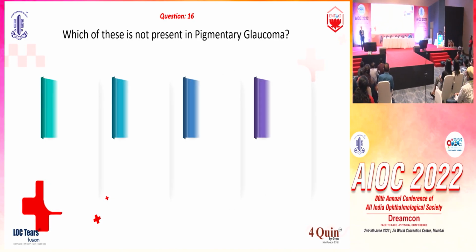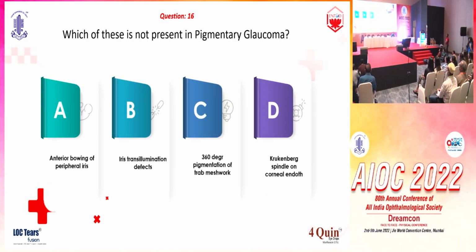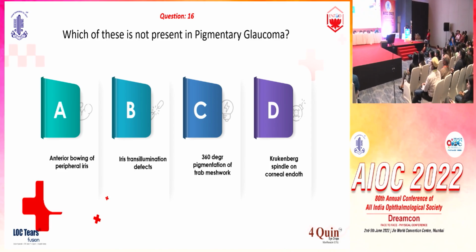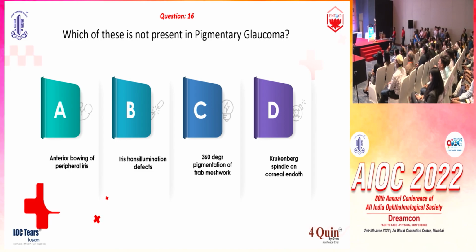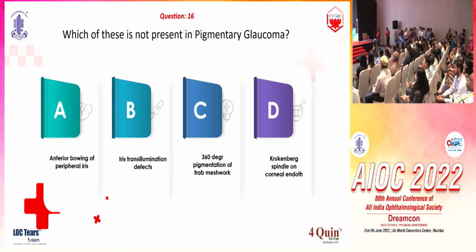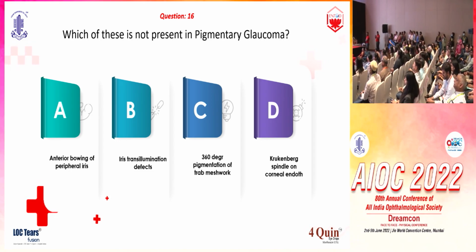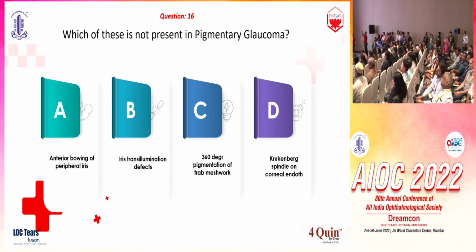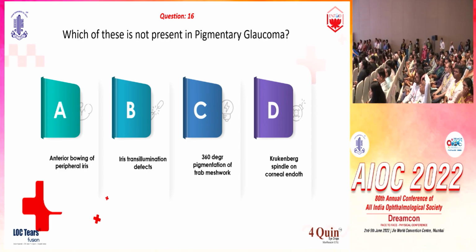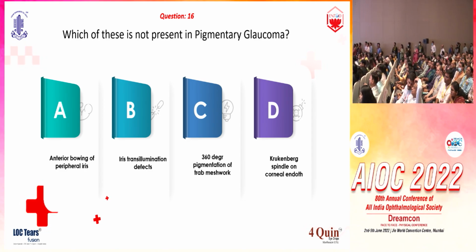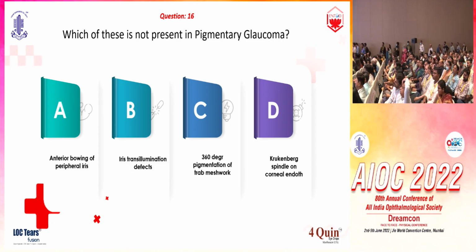Which of these is not present in pigmentary glaucoma? Anterior bowing of the peripheral iris, trans-illumination defects, 360 degrees pigmentation of the trabecular meshwork, or Krukenberg spindle on the corneal endothelium. Which of these is not present? And your time starts now.